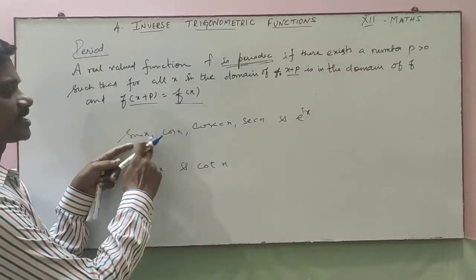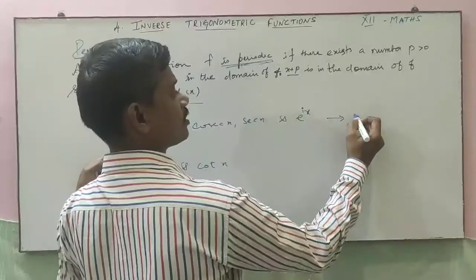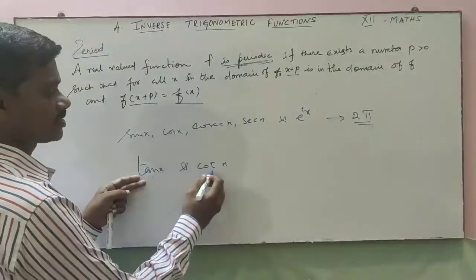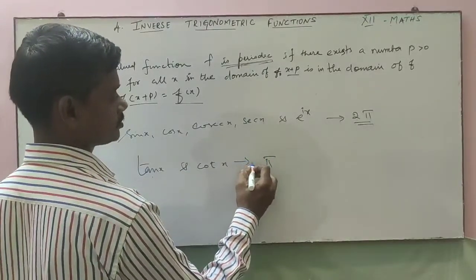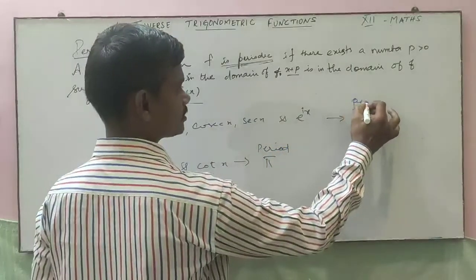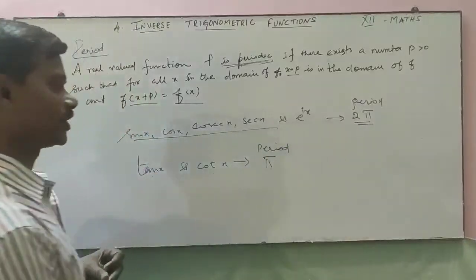For example, sin x, cos x, cosecant x, secant x and e power ix are functions with a period of 2 pi. Tan x and cot x have a period of pi.